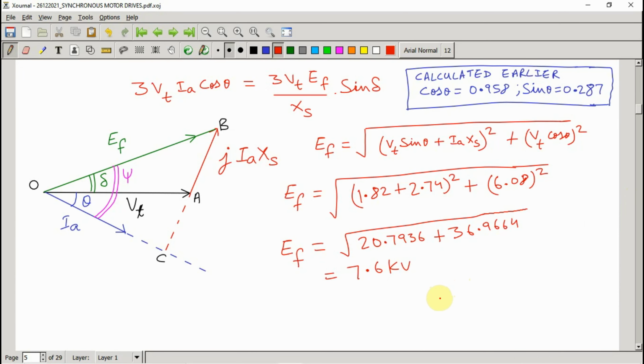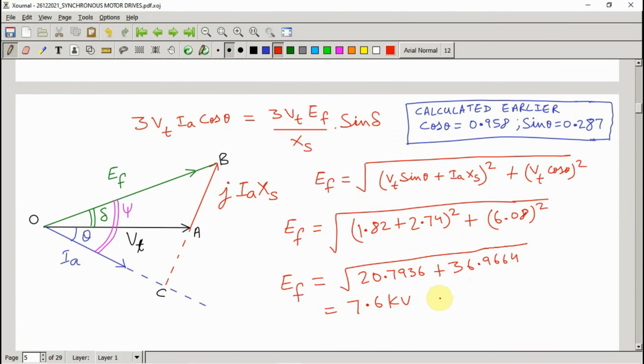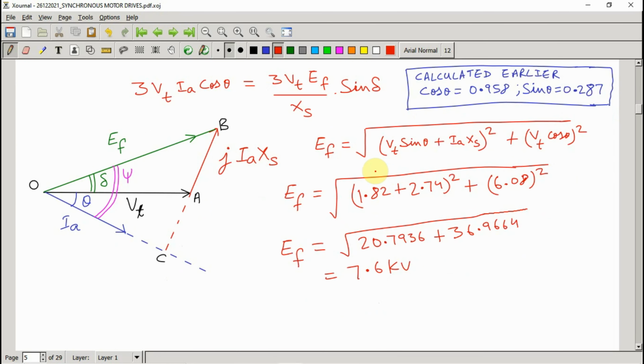Now once we have computed EF, we are in a position to calculate sine delta. Once you calculate sine delta, you can calculate delta from there, that is the load angle. And power factor we have already calculated. Now you see, in the beginning we made an assumption, and we will cross check that later.